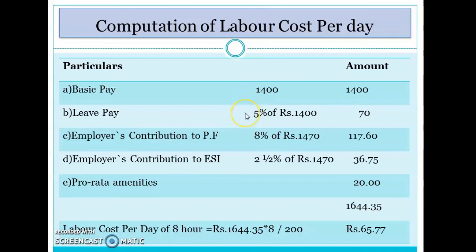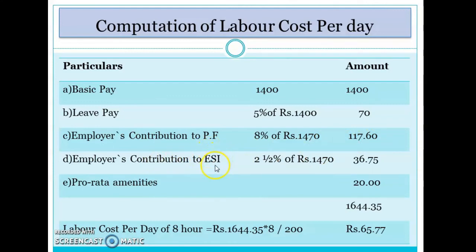Basic pay plus leave salary. So, here the basic is 1400, leave pay is 70. So totally we will get 1470. For this 1470, we are going to calculate 8%. We will get 117.60.